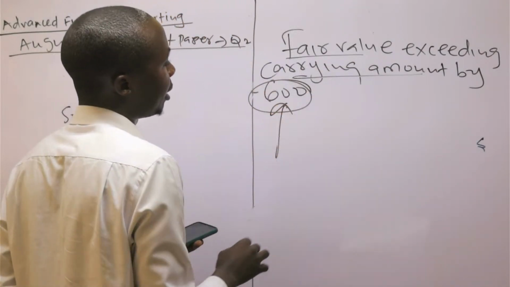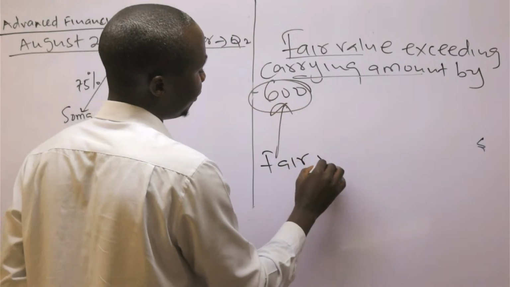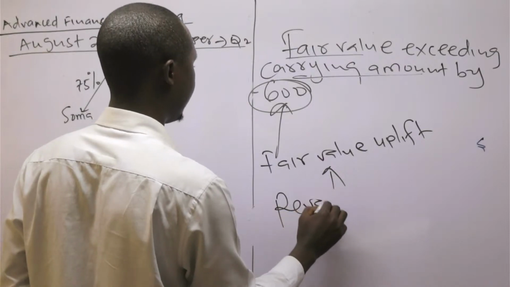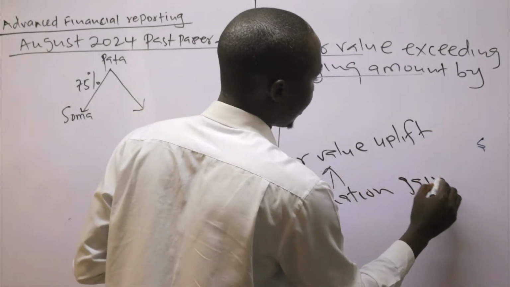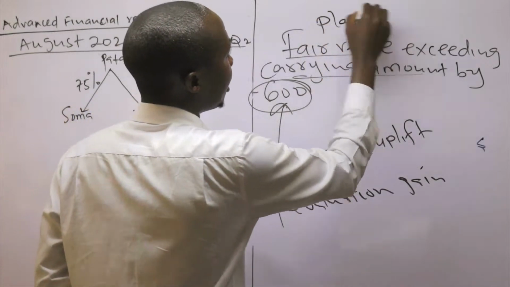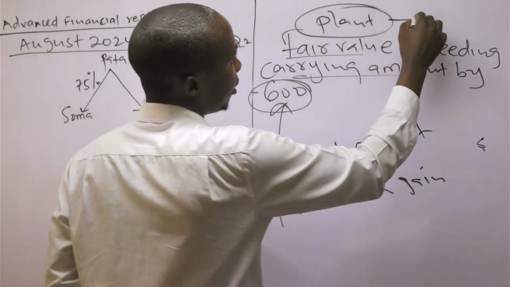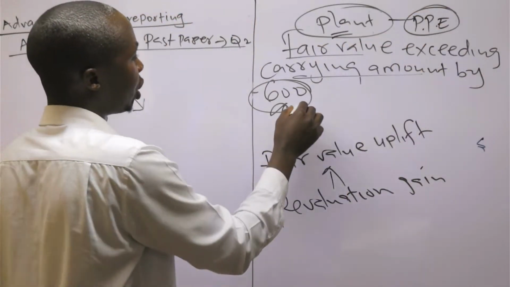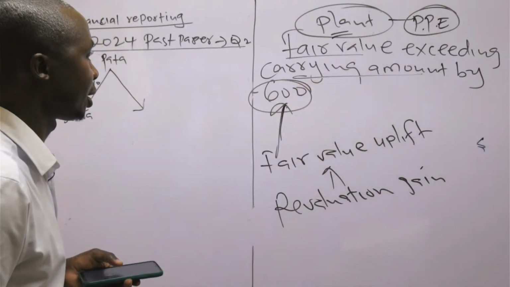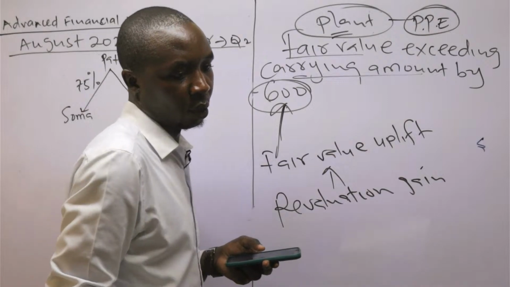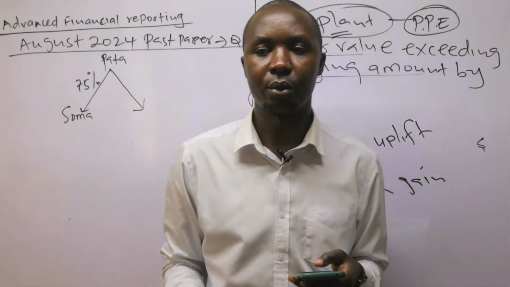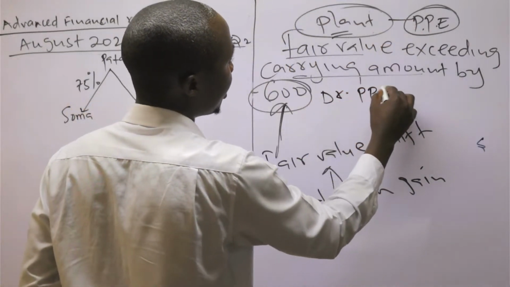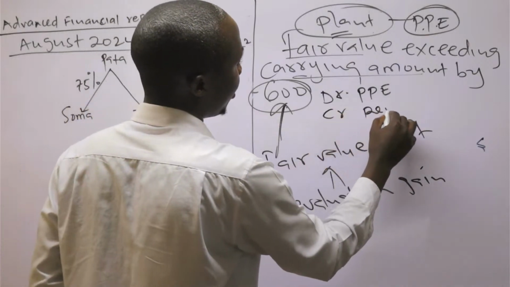This 600 is what we call fair value uplift, or in some scenarios a revaluation gain. So there is an increase in this plant, which is classified as a property, plant, and equipment item, so this revaluation gain will affect the property, plant, and equipment account. With the revaluation gain, you need to know what to do: debit your property, plant, and equipment account, credit the revaluation reserve account.